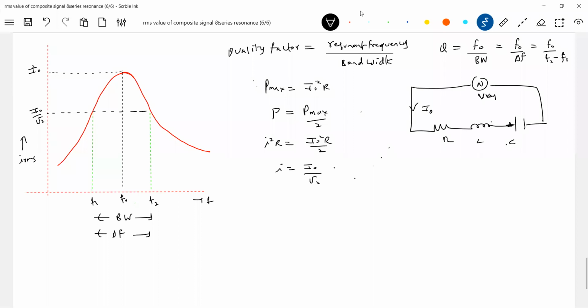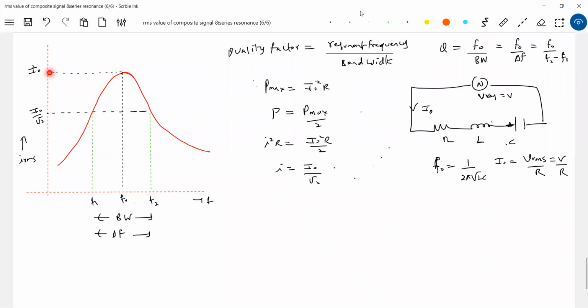Of course, this is the RMS value only. I'm just calling it I naught. So this I naught in fact depends on what? This VRMS, for our convenience, I'll write only V. V by R. And I can measure this I naught. I know the resonant frequency. What does the resonant frequency depend on? So after plotting the graph, I can identify F naught. Okay, got this? And I know I naught.